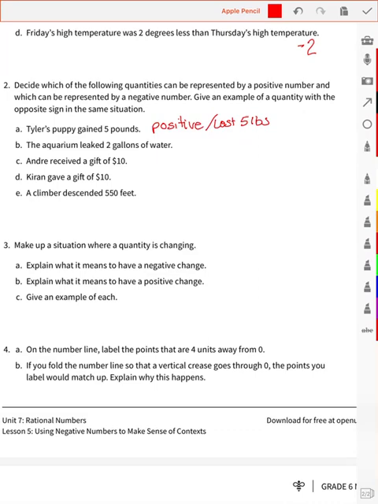The aquarium leaked 2 gallons of water, so that is negative. It's losing water. And the opposite, the positive, would be water added. Andre received a gift of $10. That's positive. And the opposite would be gave $10. Kieran gave a gift of $10. That's negative. And the opposite would be received.